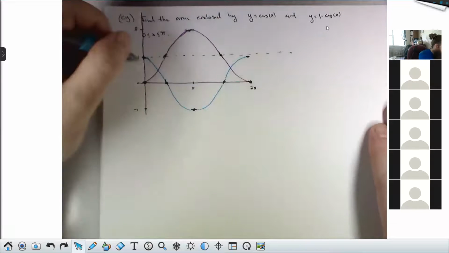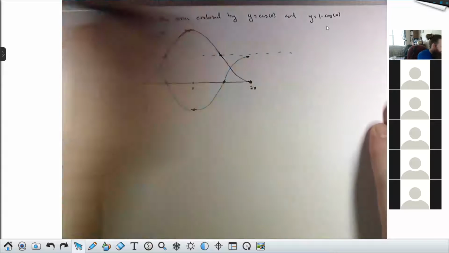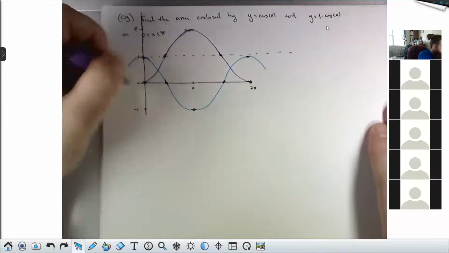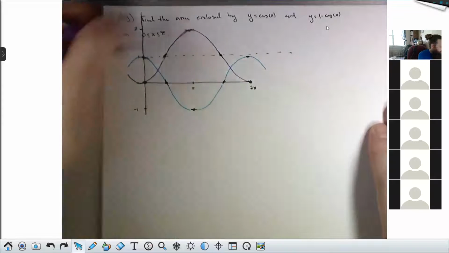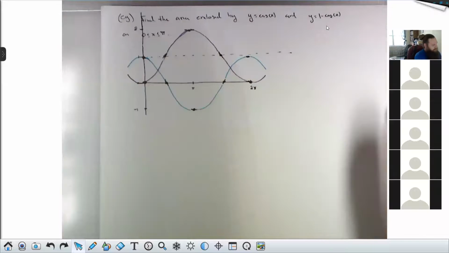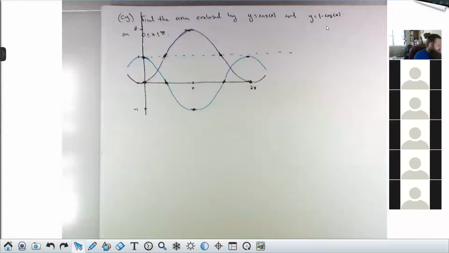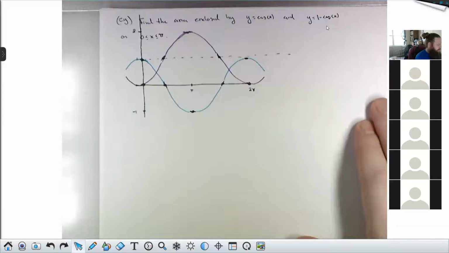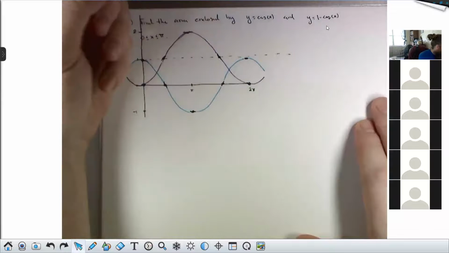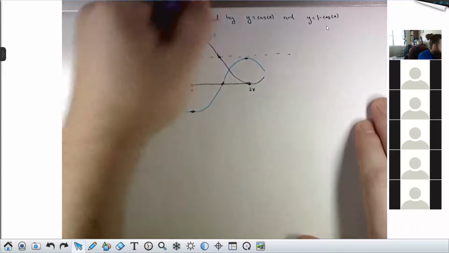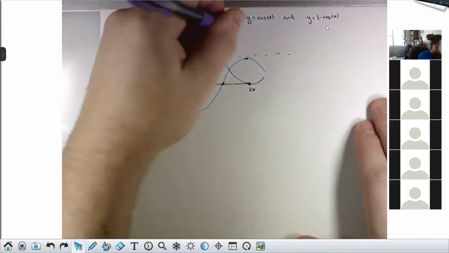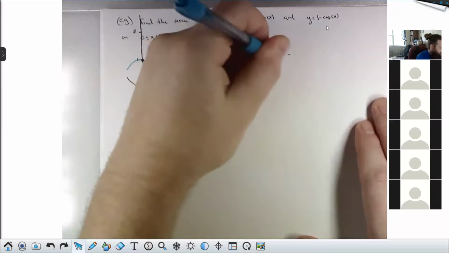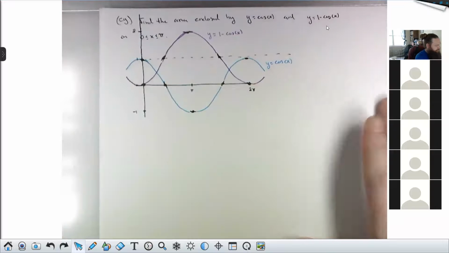So of course, both functions continue on doing their thing forever and ever, amen. But I'm only interested in what's going on from 0 to pi. Looks like we do have enough room here, so I'll go ahead and work with this graph. I'll leave this as my main graph. This guy is y equals 1 minus cos x. And this guy is y equals cos x himself.